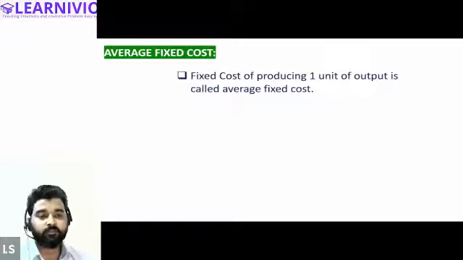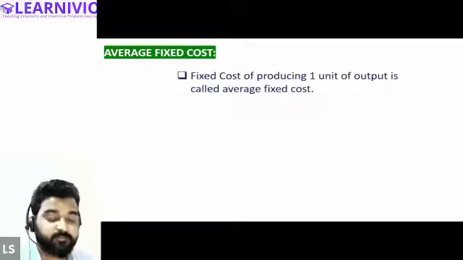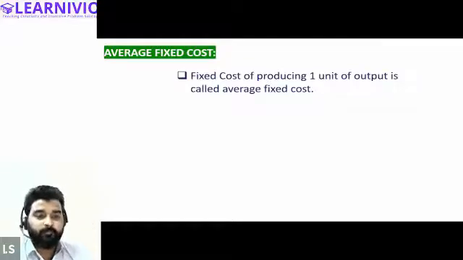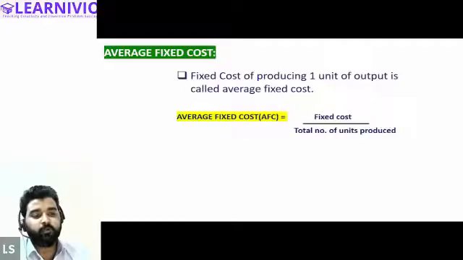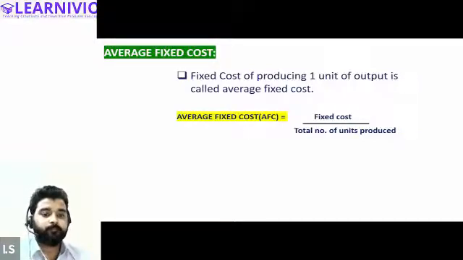All right. Now let's talk about the average fixed cost in detail. What is actually average fixed cost? As I told you in the example, the fixed cost of producing 1 unit of output is called average fixed cost, right? And if I ask you about the formula, can you tell me the formula for the average fixed cost? Yes, sir. Definitely. Average fixed cost equals fixed cost divided by output, that is fixed cost divided by total number of units produced, or you can simply write quantity, that is Q. So fixed cost divided by quantity is called average fixed cost.